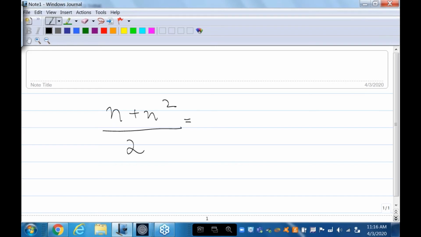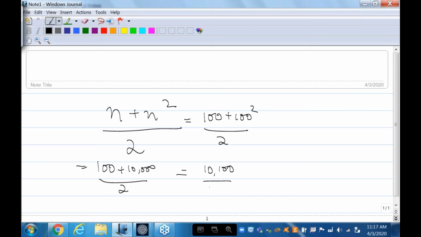So n means the total number of digits in a series. In this case, we've got 100. The square of 100 divided by 2. Next step will be 100 plus 10,000 divided by 2. Last step would be 10,100 divided by 2. So correct answer is 5050.